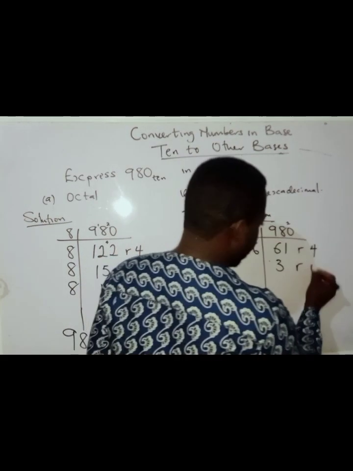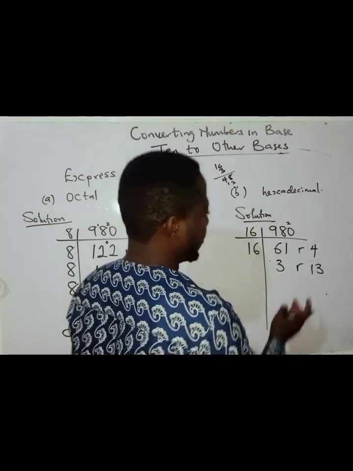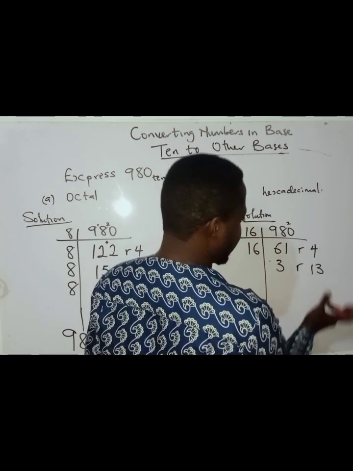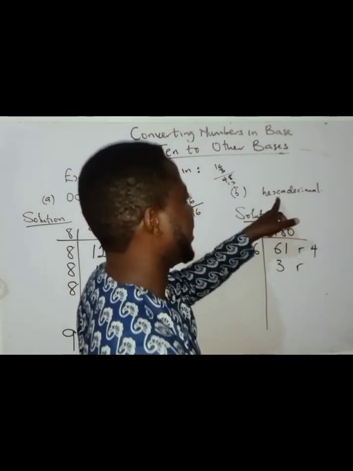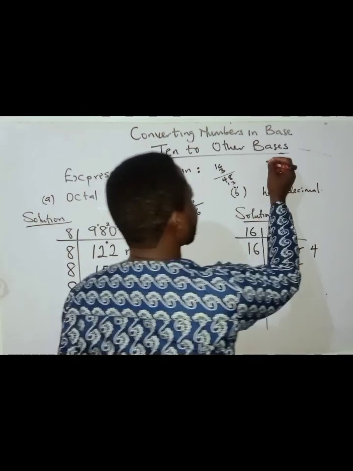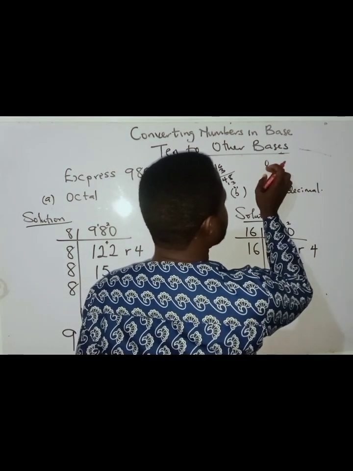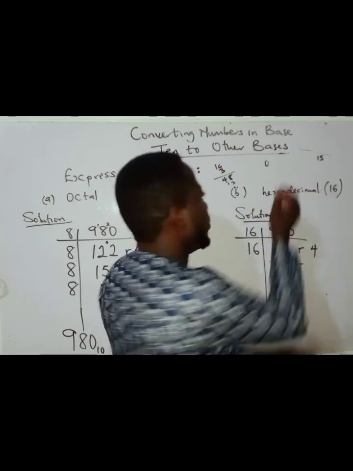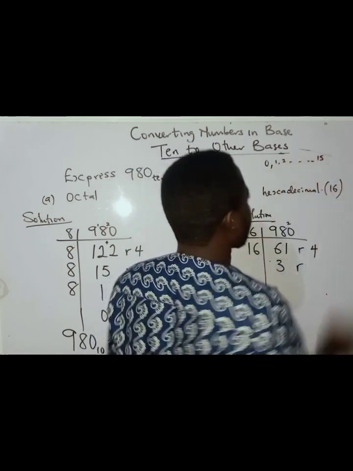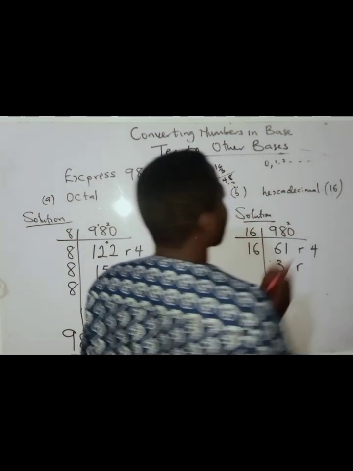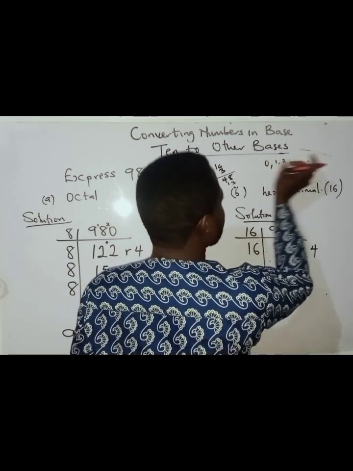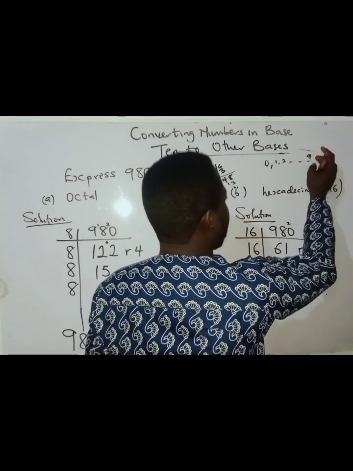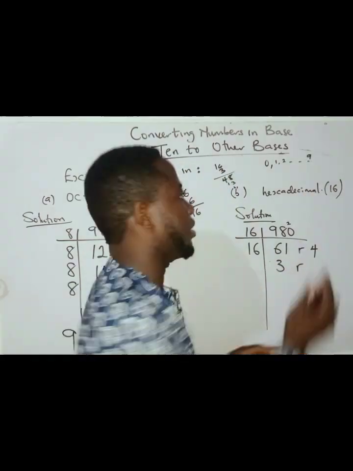Now, I can't write 13 here. All the remainders must be a single digit. But if I write 13, that's double now. So I'm going to apply hexadecimal numbers. Hexadecimal numbers involve 0 to 15, because hexadecimal is base 16. So that means you cannot write 16. So the numbers involve 0, 1, 2, 3 to 15. But decimal involves 0 to 9. Anything above this, you cannot have 10 in decimal. You can only have 1 0. You cannot have 11. You can only have 1 1.